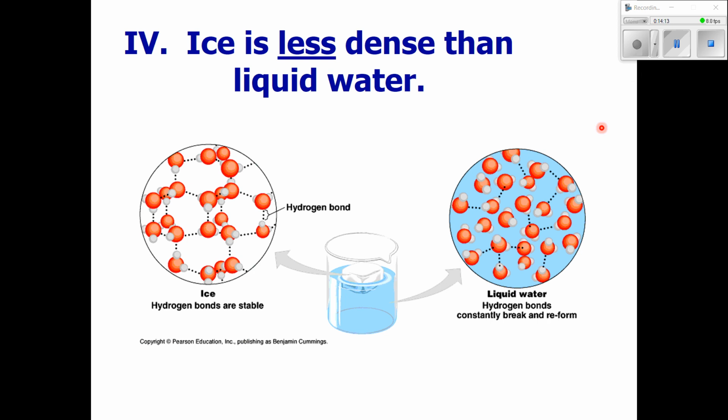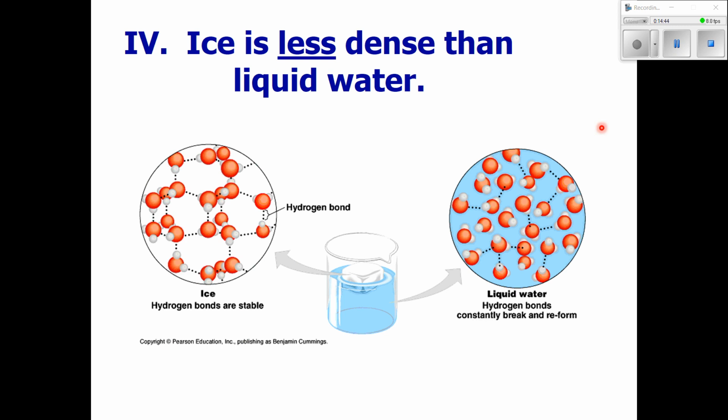And now our fourth and final property of water. Remember, I'm discussing these in random order. It does not matter which order you list the properties, because no property is any more important than any other. But the fourth extraordinary, unusual property of water is that ice, the solid form of water, is less dense than the liquid form. Ice is less dense than liquid water.